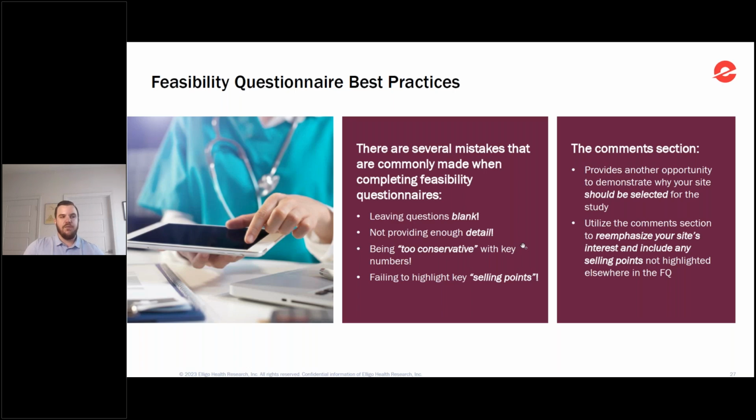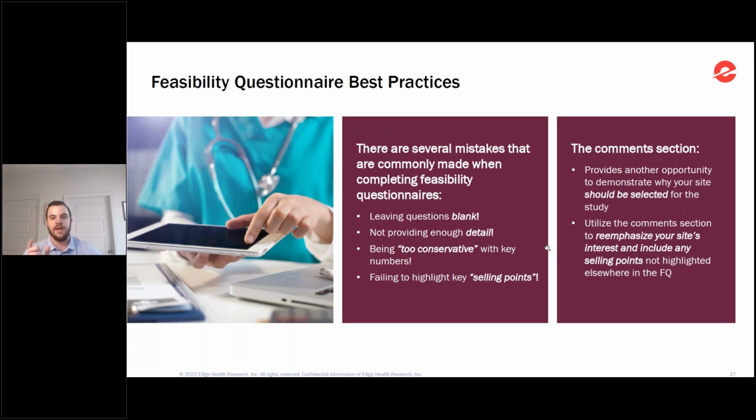So I want to be careful about how to phrase this because you need to put down realistic numbers. But when I say being too conservative, what I really mean is oftentimes I will see a site put down, say, hey, we have X number of patients in our database, that is our total patient access. That's almost always asked on a feasibility questionnaire. How many patients do you have access to with a specific condition? How many of those meet the inclusion/exclusion criteria? How many could you enroll either on a monthly basis or in a 12-month period, right?